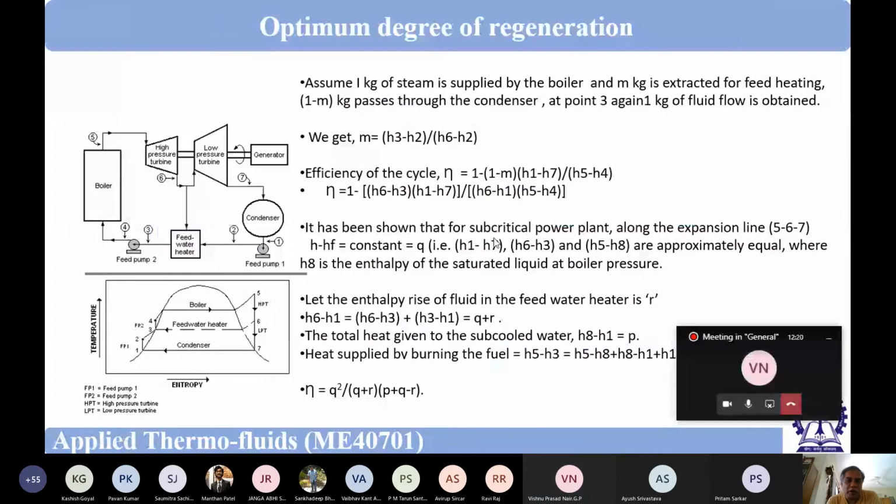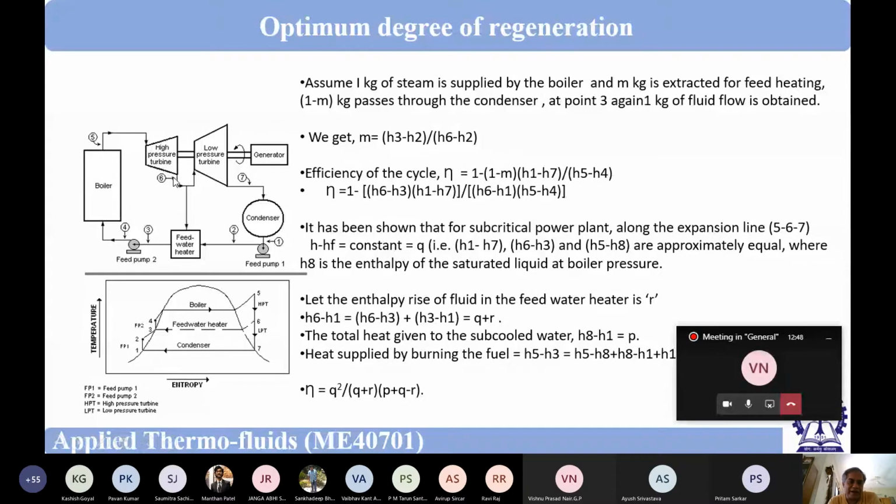Okay. So first we have to find out m. What is m? M is the mass which has been extracted. By energy balance, we can find out m. We have already solved some workout problems, so from there we can find out m, and then we can find out the efficiency.